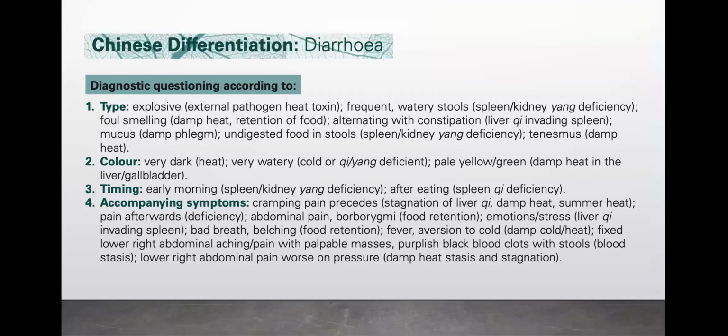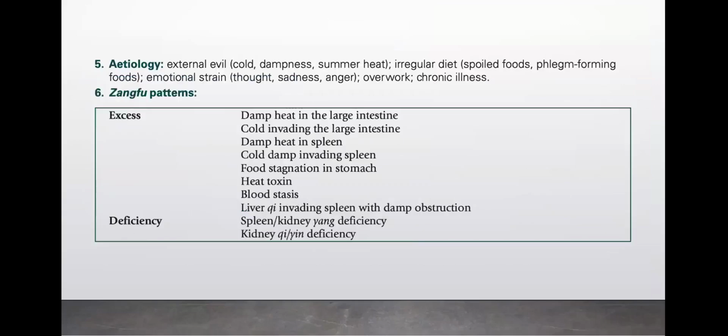If it is fixed lower right abdominal aching pain with palpable masses, purplish black blood clots with stool, then this is blood stasis. If lower right abdominal pain worse on pressure, then this is damp heat stasis and stagnation.